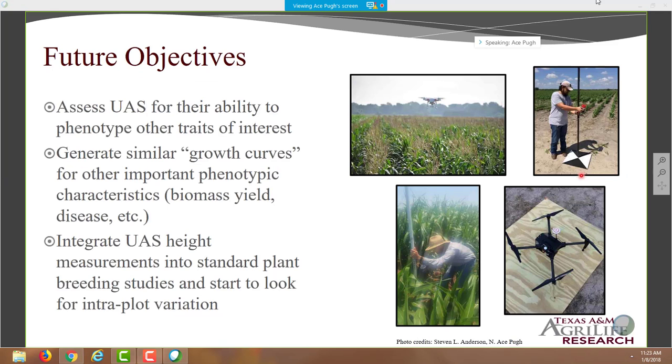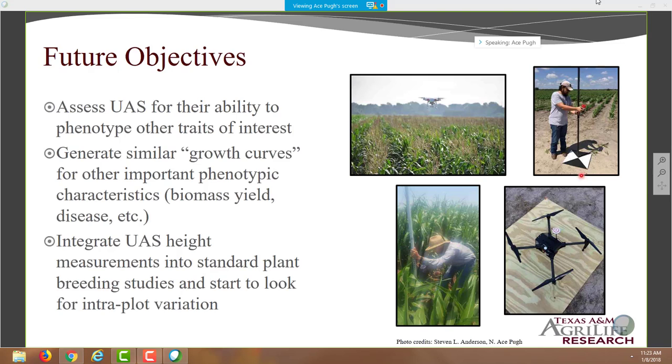So future objectives, I think logical points to go next would be to assess UAS for their ability to phenotype other traits of interest, any of the ones I mentioned before, or there's probably a bunch of other ones that people could think of also. I think the sky's the limit for what we're able to test out right now. We could generate similar growth curves for other important phenotypic characteristics, like biomass yield or disease, etc. And eventually, I think integrating UAS height measurements into standard plant breeding studies, as I said, will be the norm.